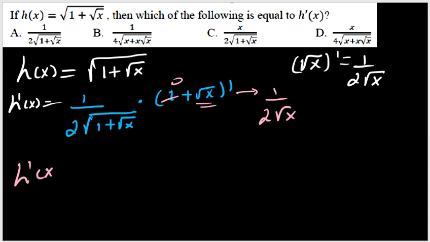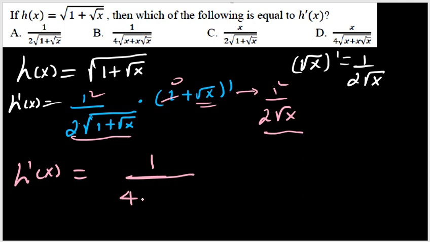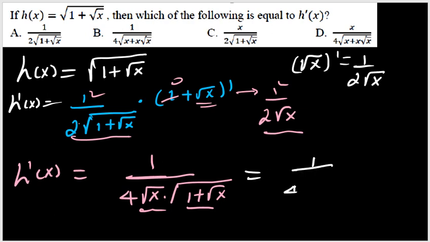So finally h derivative of x will be 1 over, I will multiply this. In the numerator we have only 1, so only 1 over remains. 2 times 2 will be 4 radical x times the square root of 1 plus square root of x. Since it is multiplication, we can keep them in one radical, so it can be written as 1 over 4 in the square root. This x will multiply each of them in one radical, so x plus x root x. This could be the answer, which is B.